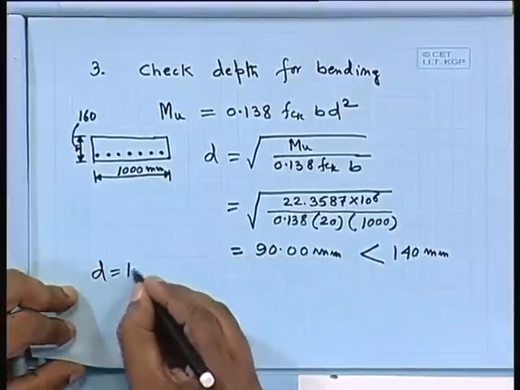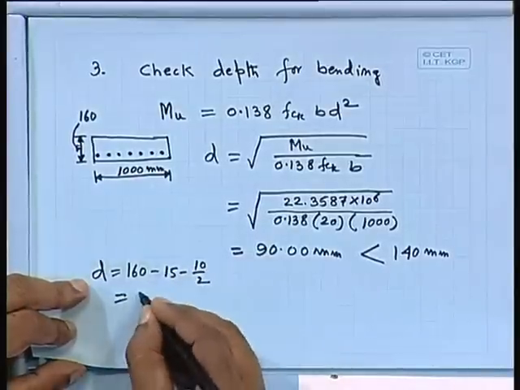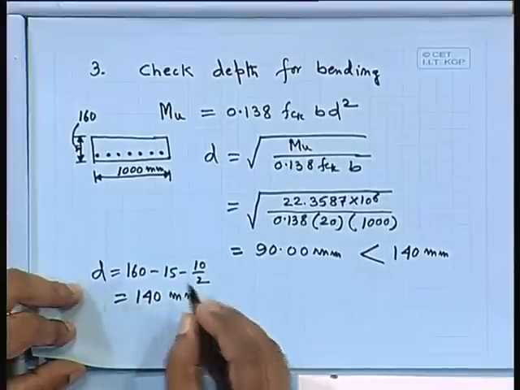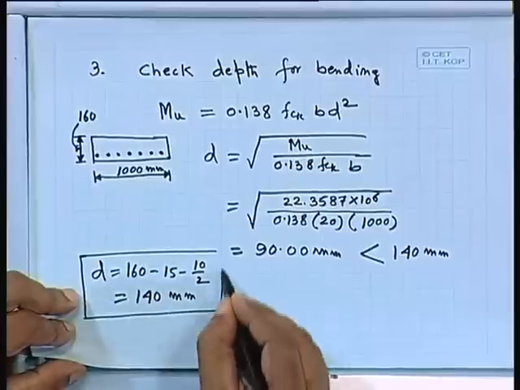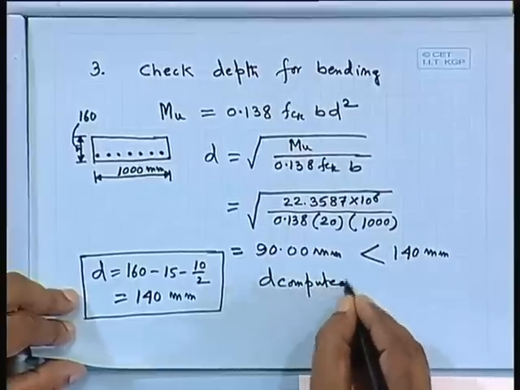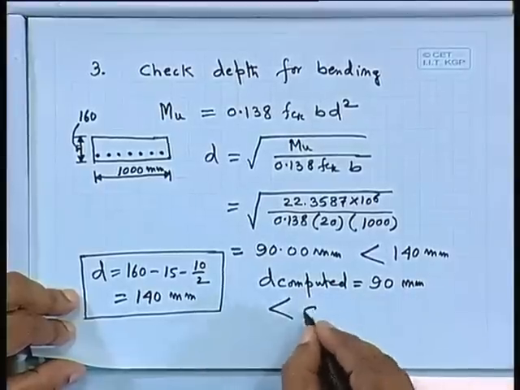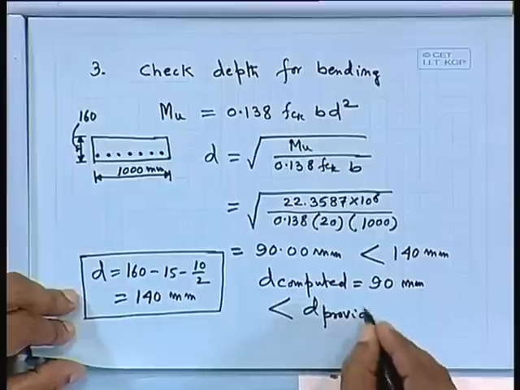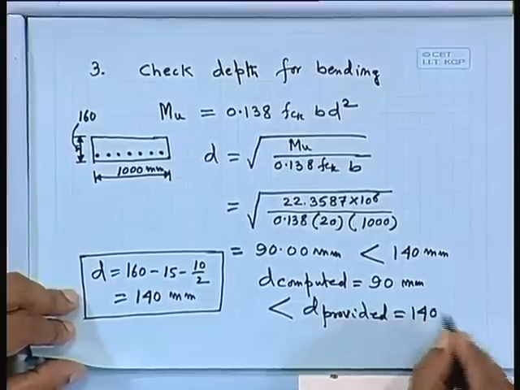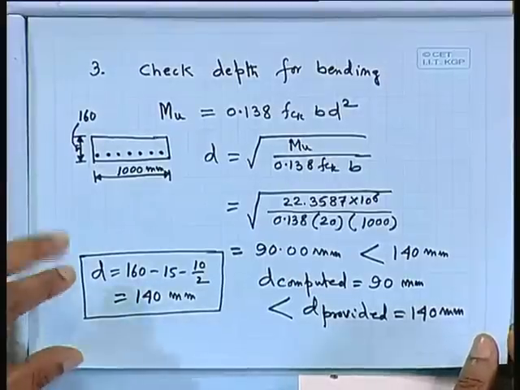So, d equal to 160 minus 15 minus 10 by 2, which comes as 140 millimeter. This is the one that we are providing. To make it clear, d computed equal to 90 millimeter is less than d provided equal to 140 millimeter. It is quite high of course, but anyway we shall come back again. So, this check is all right, but not economic.